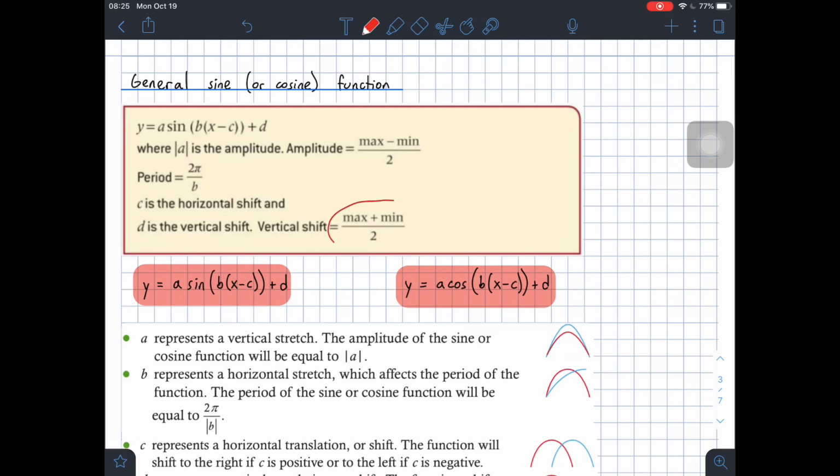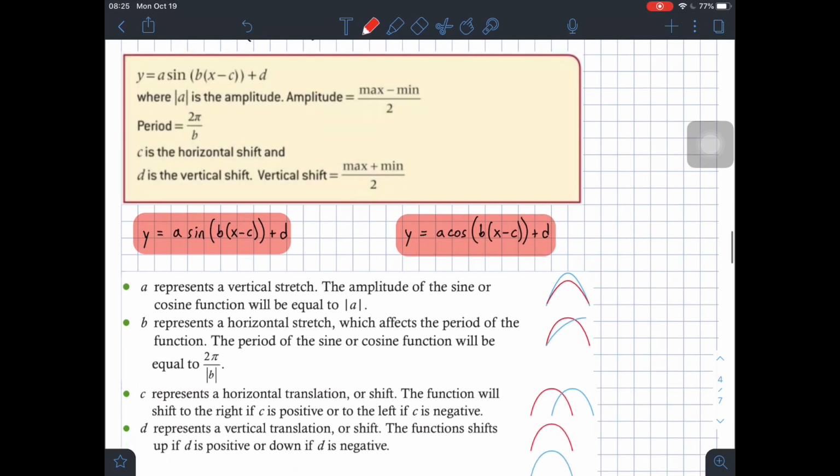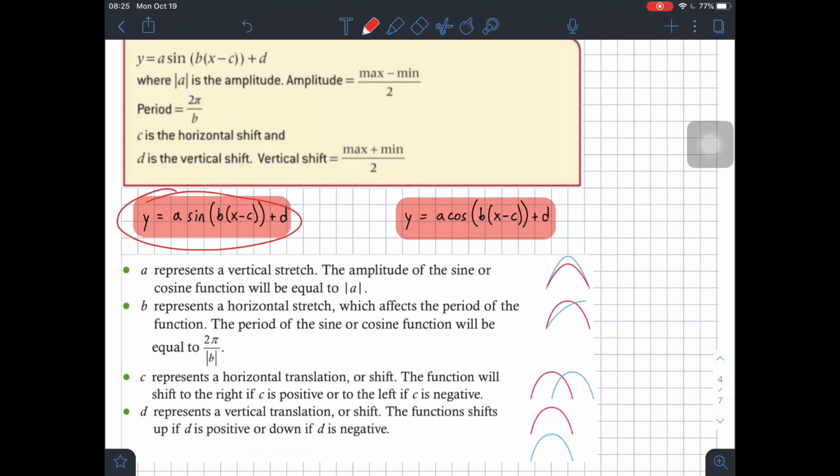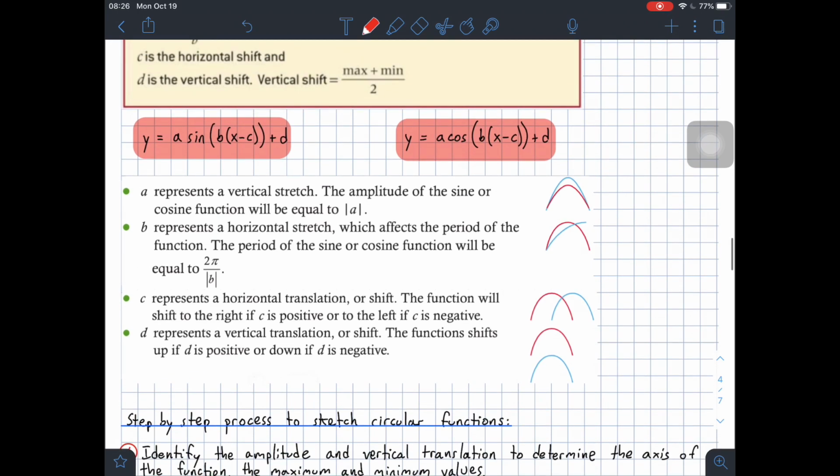The vertical shift can also be found using this formula, right? Maximum value plus minimum value divided by 2, which represents the average value between the maximum and the minimum. So this is how we present both general functions. Basically, it's the same we have here. And here we have a summary of what each letter represents.